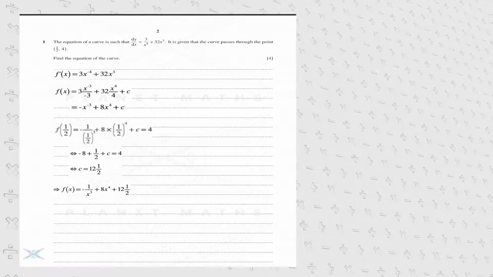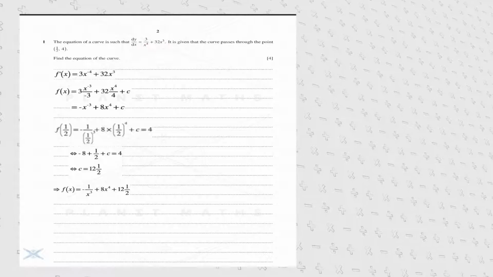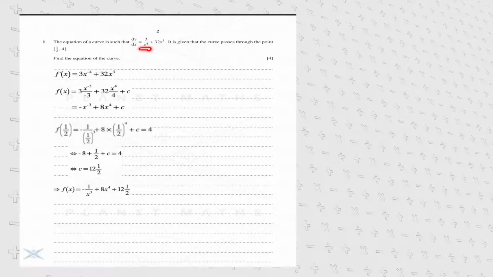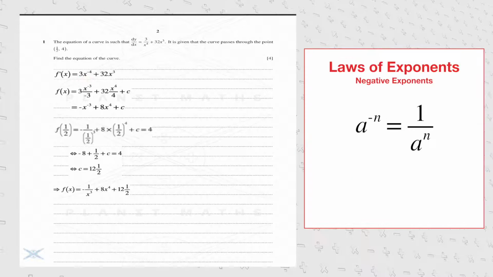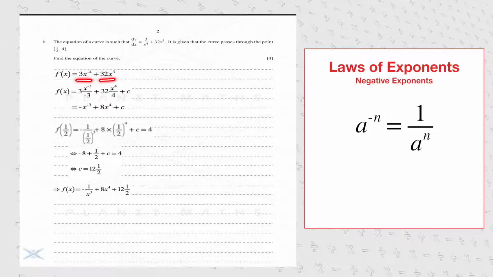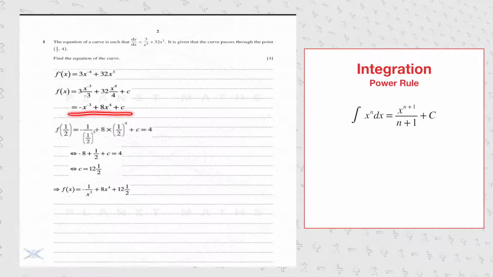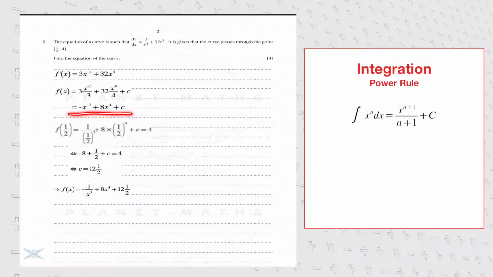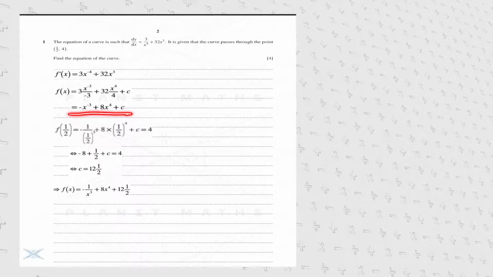So in step 1 we need to integrate this expression, and to facilitate that process we will rewrite the fraction 3 over x to the power of 4, employing the laws of exponents provided. From there we can use for both summands the power rules for integration, which are also provided. After simplification we can conclude so far that the curve can be expressed by the equation negative x to the power of negative 3 plus 8x to the power of 4 plus c.